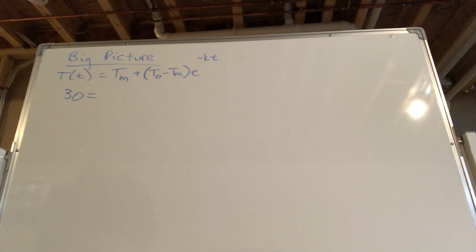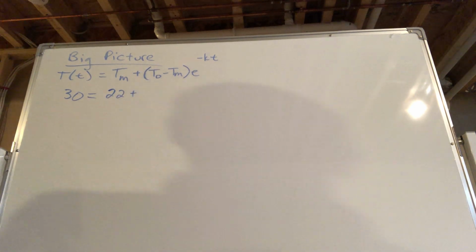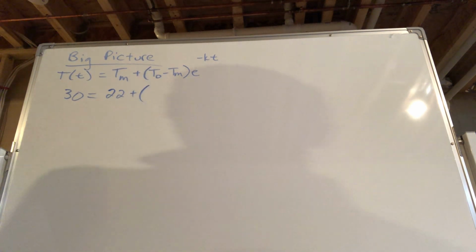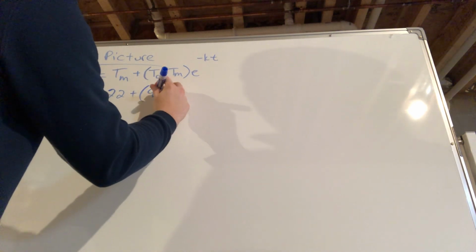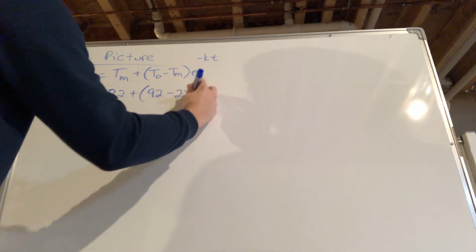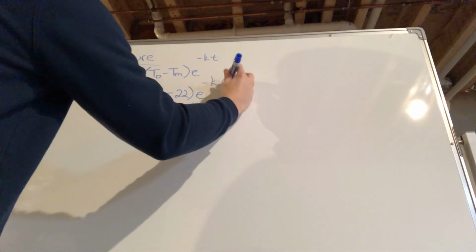Now the temperature of the medium is just the temperature of the room. In this case, it's the room temperature. So it says the room is 22 degrees Celsius. So this would be 22 plus the initial temperature, which says it begins at 92 degrees. It starts from 92. And then minus the temperature of the medium, which is still 22, times e to the negative kt. So we don't know what this constant is.